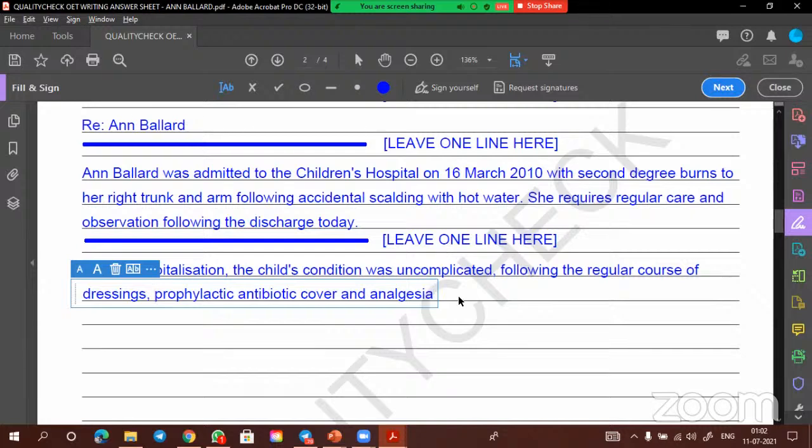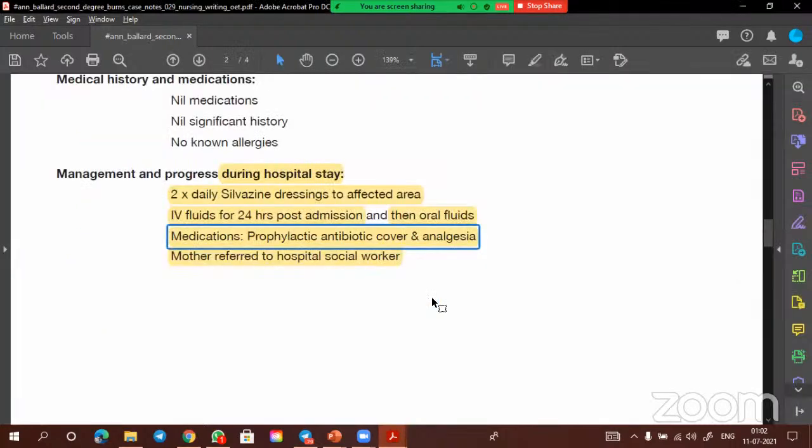So now after this one, go through this. During hospitalization, the child's condition was uncomplicated. Okay, following the regular course of dressings, prophylactic antibiotic cover and analgesia. Right. Now here, this is regarding mother, so no need of this one. Okay, so this one we'll see later. So intravenous fluids were given, oral fluids were given. This is not important to that person.